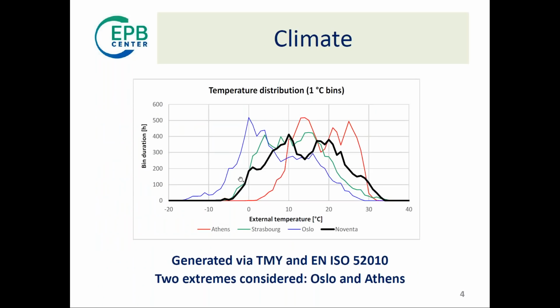So the climate as well has been already described. We chose two extremes, and here you see the bins for Oslo in blue, and for Essen in red, and they have been generated using the spreadsheet combining EN ISO 52010, and the data from the meteorological years that are issued by the JRC Center.